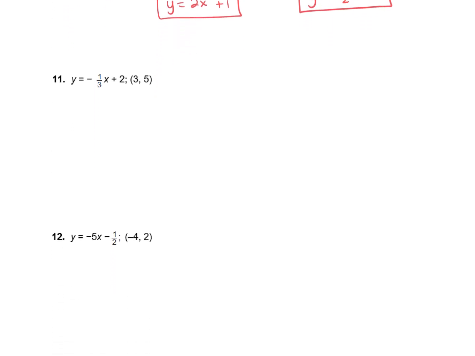All right, next example, the line they gave us, we want to identify the slope of this line. This slope is a negative 1/3. We want to write an equation of a line parallel to that. So parallel is going to have the same slope. So we're going to use a slope of negative 1/3, but we want to go through the point 3, 5.